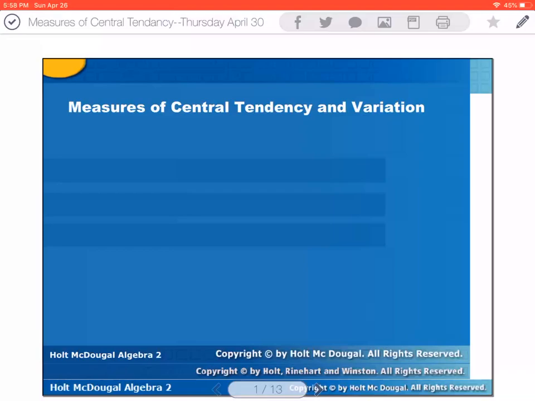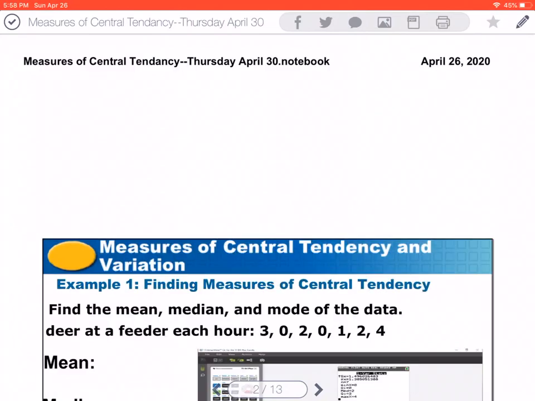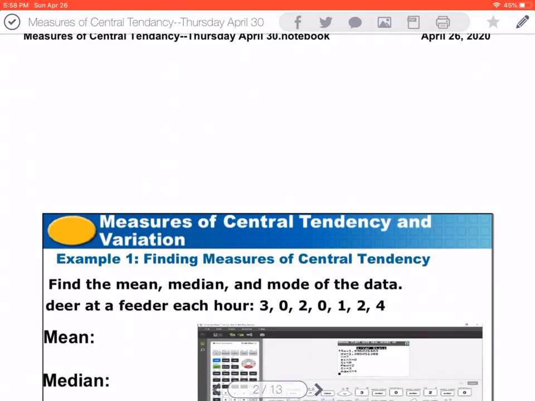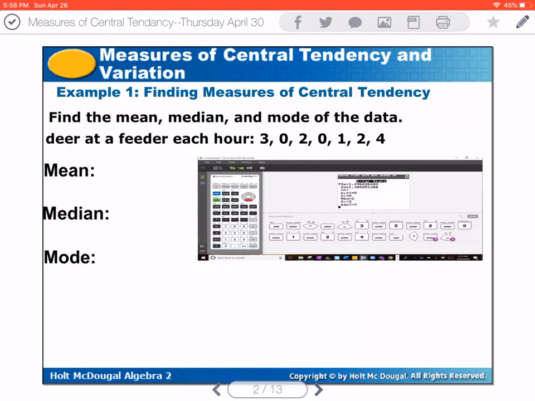Today we're going to talk about measures of central tendency and variation. So continuing on with our stats unit, measures of central tendency and variation. All right, so let's look at the first slide here. The first slide says, example 1, finding measures of central tendency. So find the mean, median, and mode of the data.